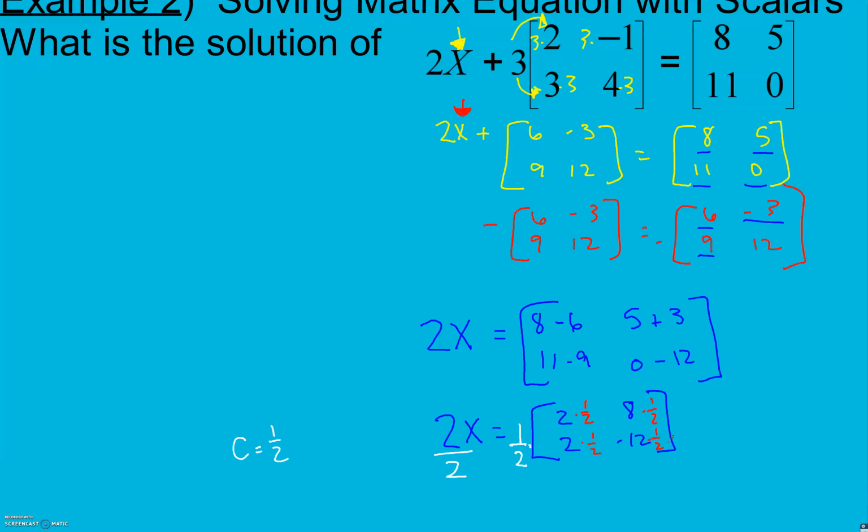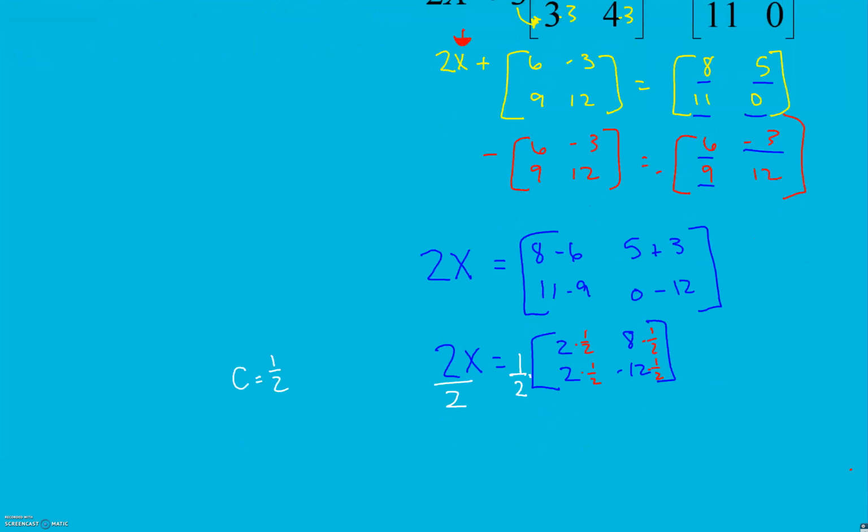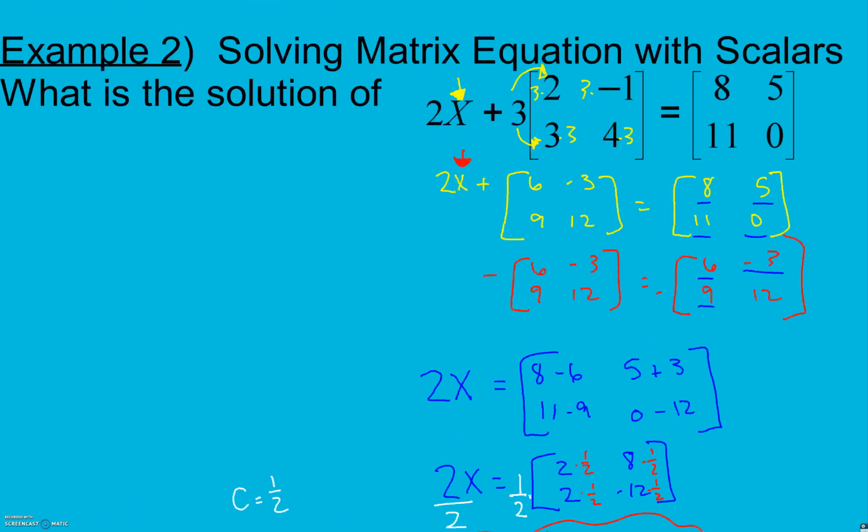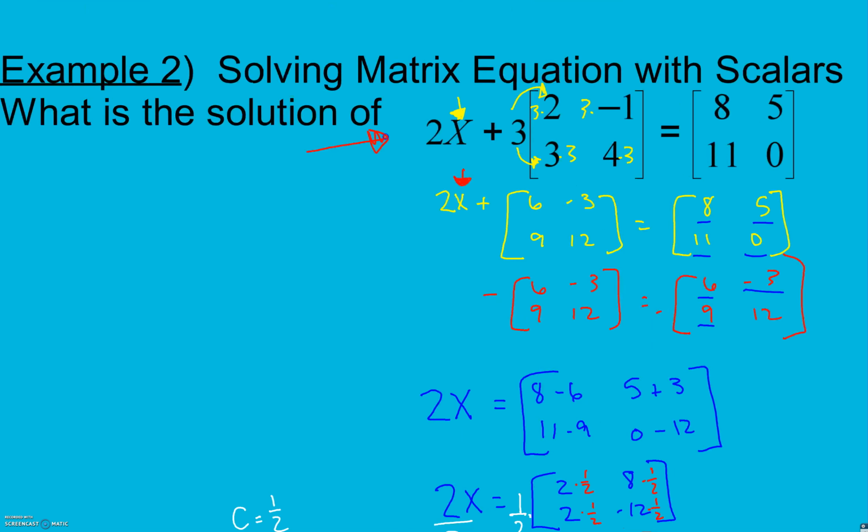And I talked about this briefly when we were solving equations with matrices, that we were going to want to use fractions instead of division. Half of 2 is 1, half of 8 is 4, half of 2 is 1, half of negative 12 is negative 6. And this matrix right here is our solution. It's our X matrix that satisfies this equation.